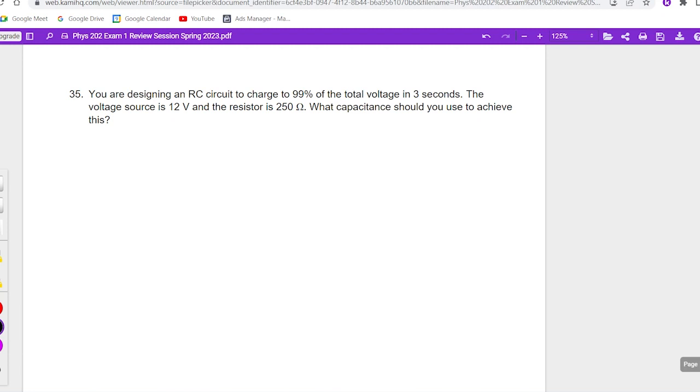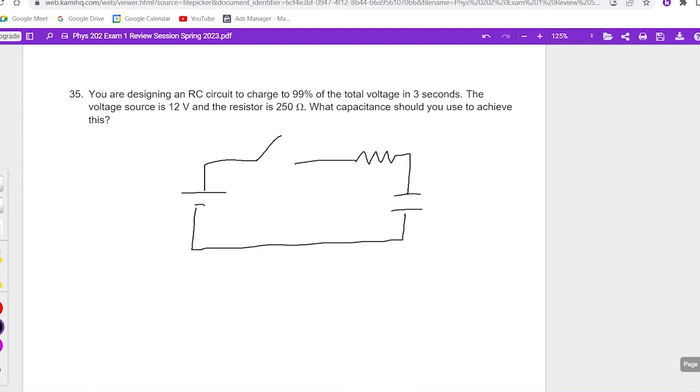So the first thing I'll do is draw a picture of this. We've got a battery connected to an RC circuit, which means it has a switch. It's got some resistor here, some capacitor here. Again, the order doesn't matter. You can put the capacitor first if you really want to.